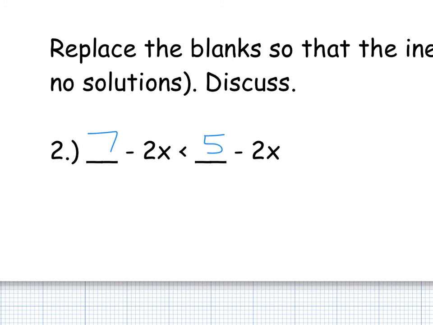So that's inequalities with variables on both sides. Just don't forget that little wrinkle about contradictions and identities: there are no solutions for a contradiction, and all real numbers is the solution for identities. So go ahead and try your homework and move on to the next lesson when you are done.